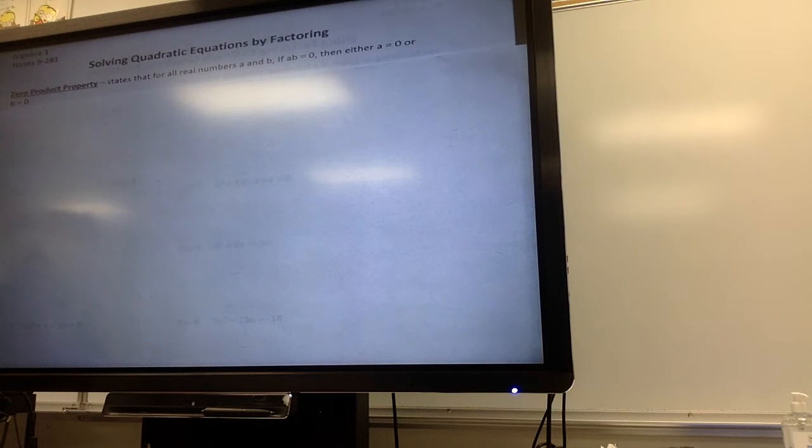The zero product property says that for all real numbers A and B, so if I think of two numbers, we'll call one of them A and one of them B, if I multiply them together and get an answer of 0, then either A has to equal 0 or B has to equal 0. That's called the zero product property.